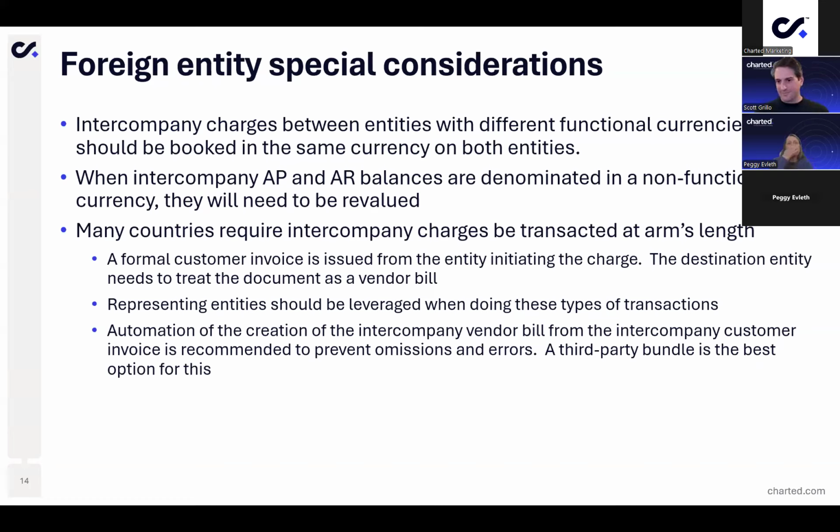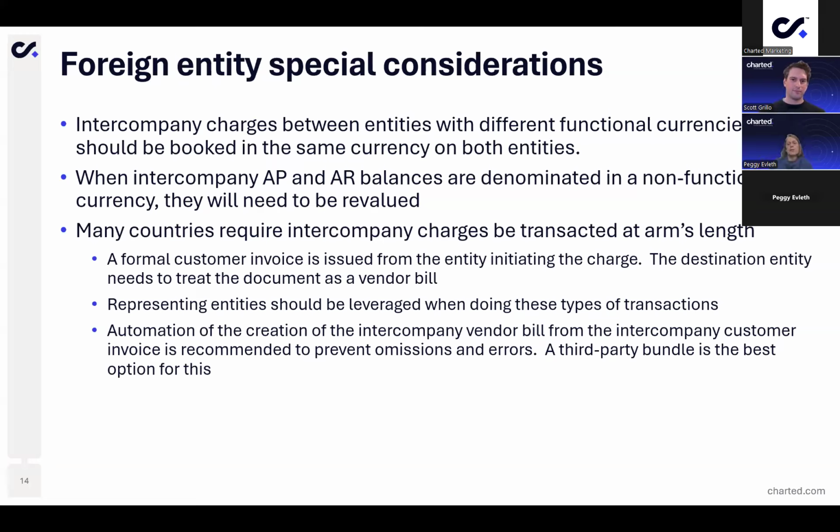Okay. So, intercompany charges. This one is really important. Intercompany charges with entities with different functional currencies should be booked in the same currency on both entities. So, if I'm company A and I charge company B $5,000, company B should not settle that as 4,000 euros. Don't do that. They should also not book it natively as 4,000 euros. They should book it as 5,000 US dollars and let the system translate it to be 4,000 euros.